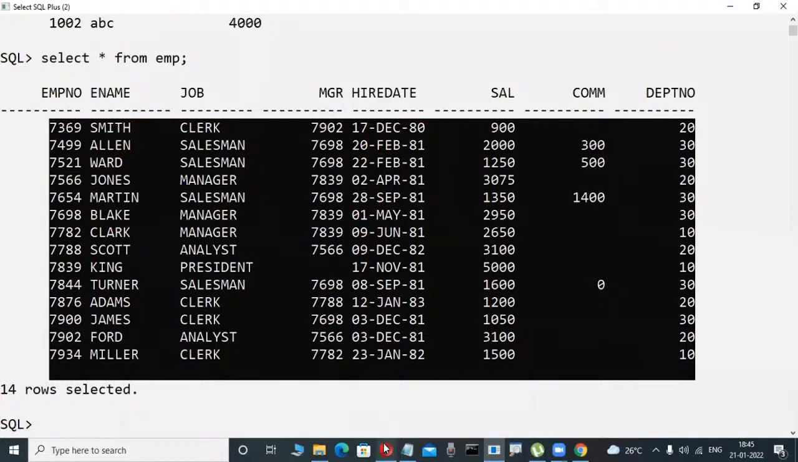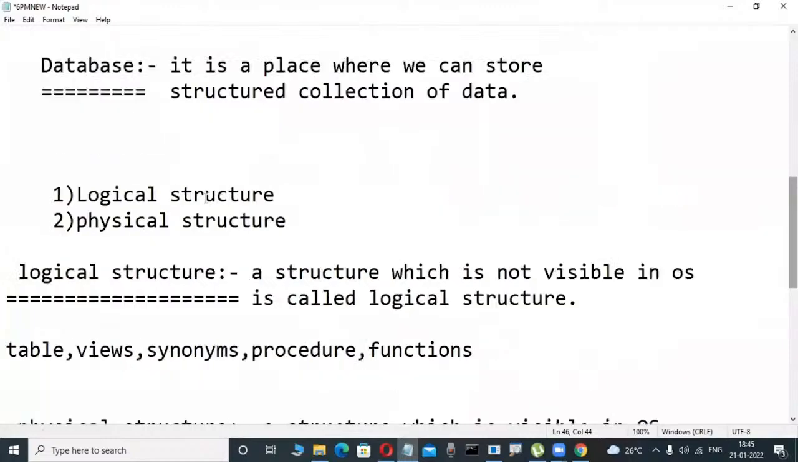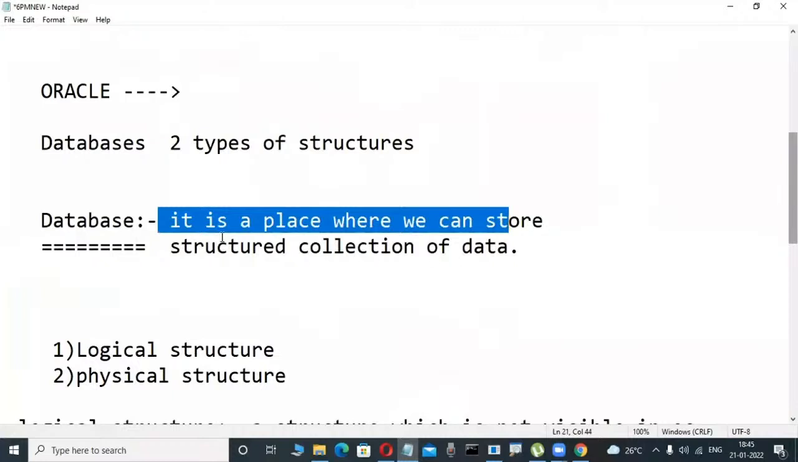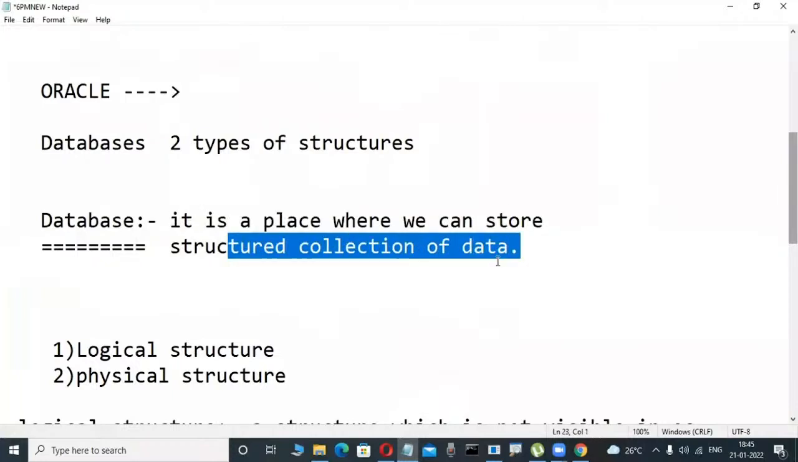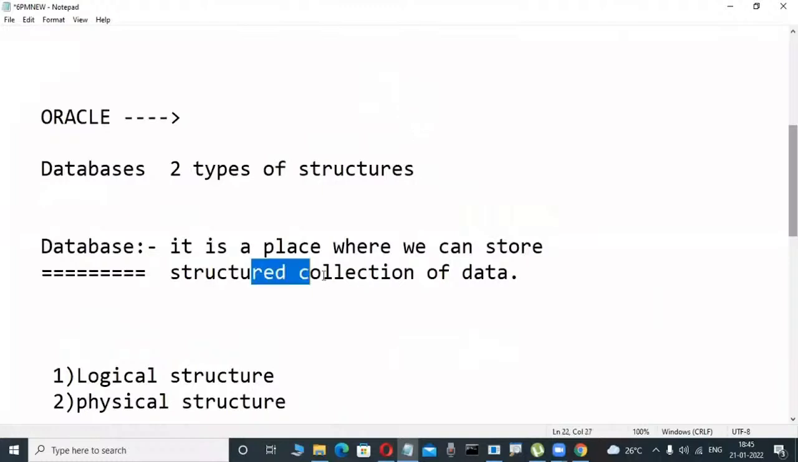That's why in books we refer to, or in Google we type, what is a database. Two definitions are there, you are observing, but most developers write that it is a place where we can store a structured collection of data. Understood? Now this Oracle is a product from Oracle Corporation. In our course we are learning the 19C version only. This is a database product. If anybody asks me as a developer what a database is, we tell it is a place where we can store a structured collection of data.